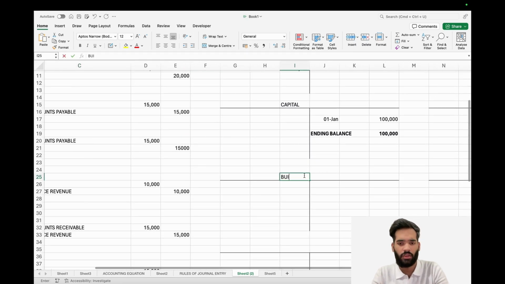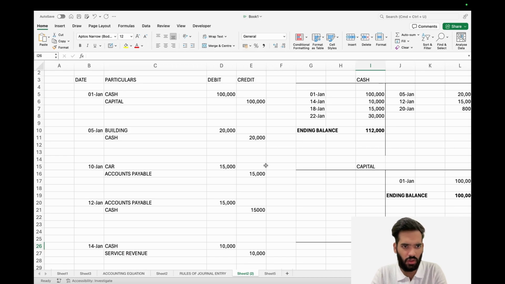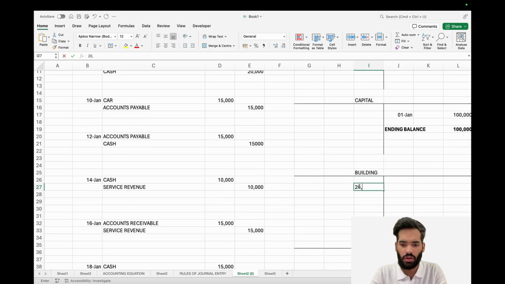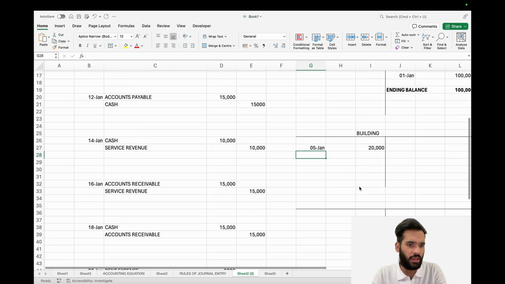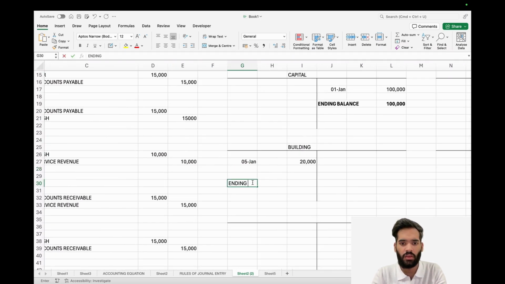Let's do building. So now I'm going to pick up some pace, because we have built up the basics. So 20,000 debit, 5th of January. Is there anything else about building? I don't think so. So that's it. So we'll do ending balance, which will be 20,000.